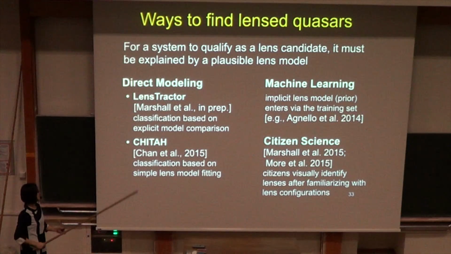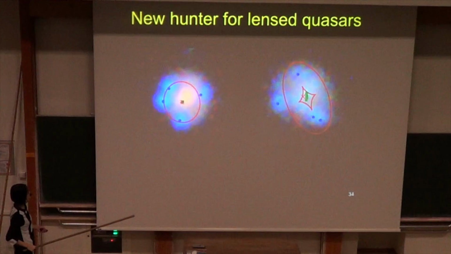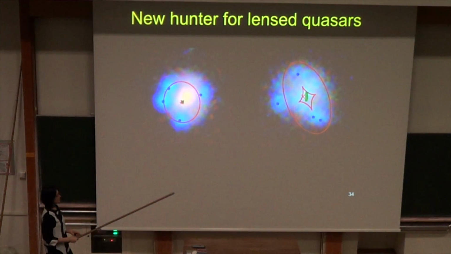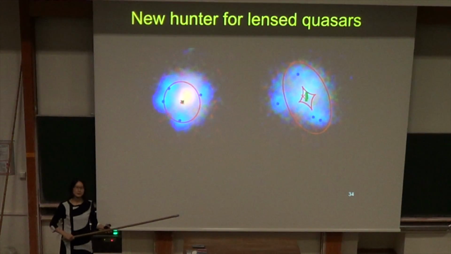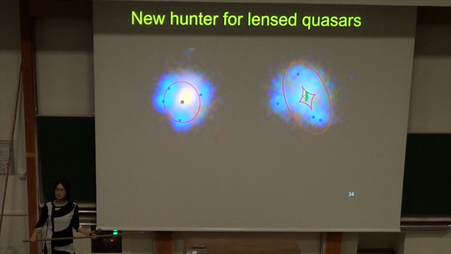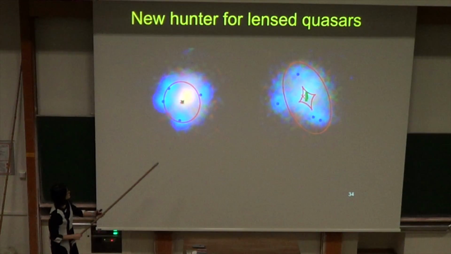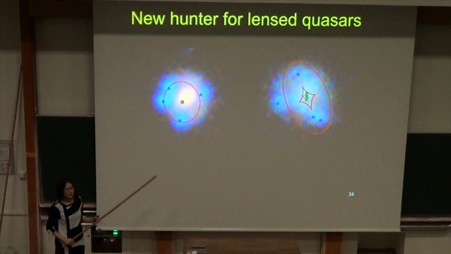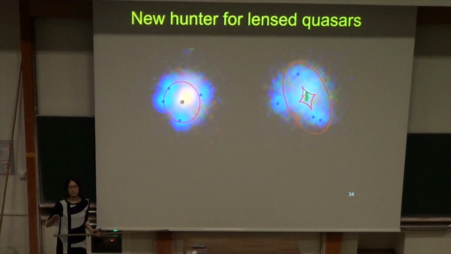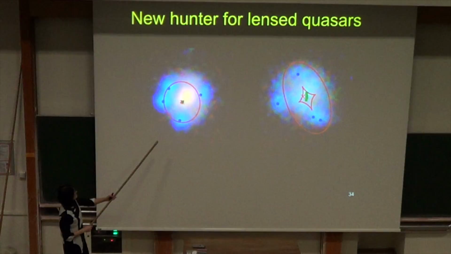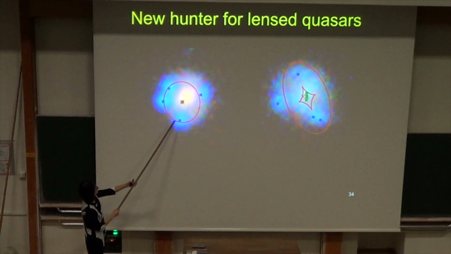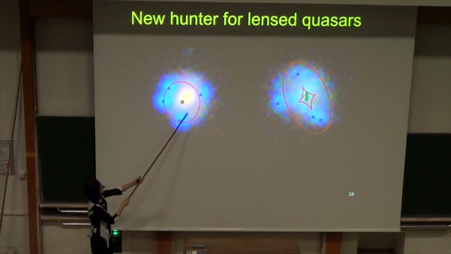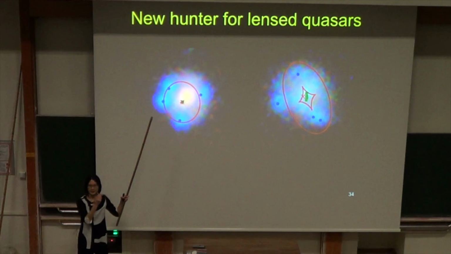So I will tell you a bit more about CHITAH. This is a new lens hunter for strongly lensed quasars. All these ground-based imaging surveys are observed in multiple filters, which means that we have color information. So given an object that looks like this, we can use the color information to separate out possible quasar features and possible lens galaxy features. For example, here we can use color to separate out the blue things, which are possible quasar features, and the red thing, that's the possible foreground galaxy.